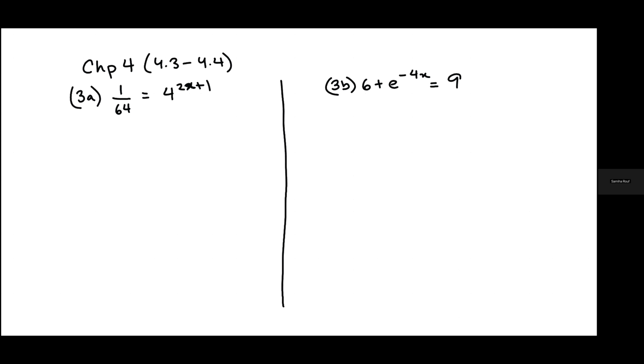All right, so now let's move on to question 3. So we have question 3A and 3B. Both of these involve exponential equations. So again, an exponential equation is an equation that has a base with some exponent, and your variable is the exponent, and then it is equal to something. So these are exponential equations.